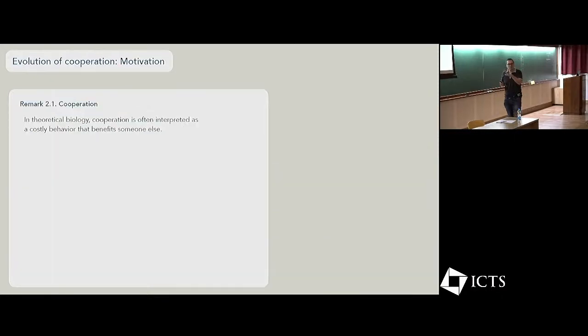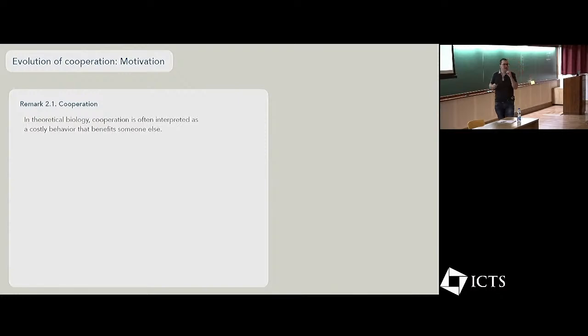Just to make sure what I mean by cooperation, I think most of you know, but there is a potential for misunderstanding, because there is this distinction between non-cooperative and cooperative game theory, and it actually has nothing to do with the cooperation that I'm now talking about. I'm talking about the cooperation that we consider in theoretical biology. It's this idea that I pay a cost to help someone else.